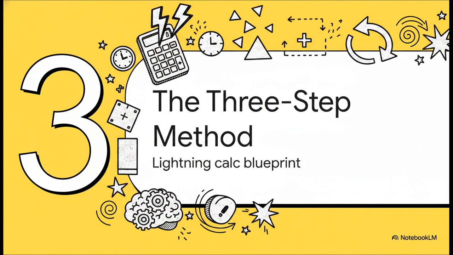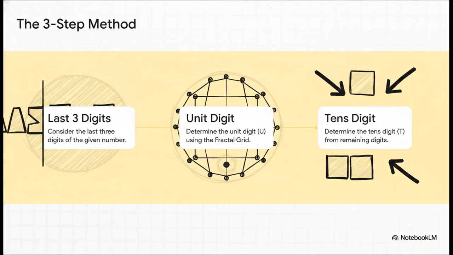Which brings us to Section 3, the 3-step method. This is your literal lightning calculation blueprint. If you look right at the center box of the source document, the methodology is explicitly outlined in what Dr. King calls his lightning calculation. These 3 sequential steps are the entire foundation. First, slice off the last 3 digits. Second, figure out your ending number. And third, use what's left over at the front to find your starting number.